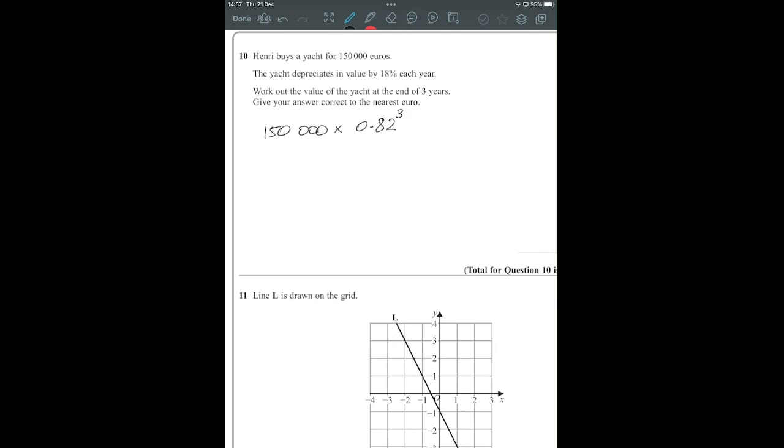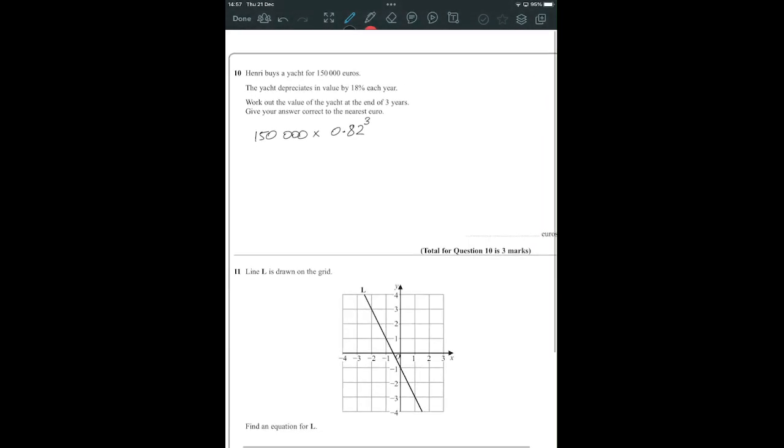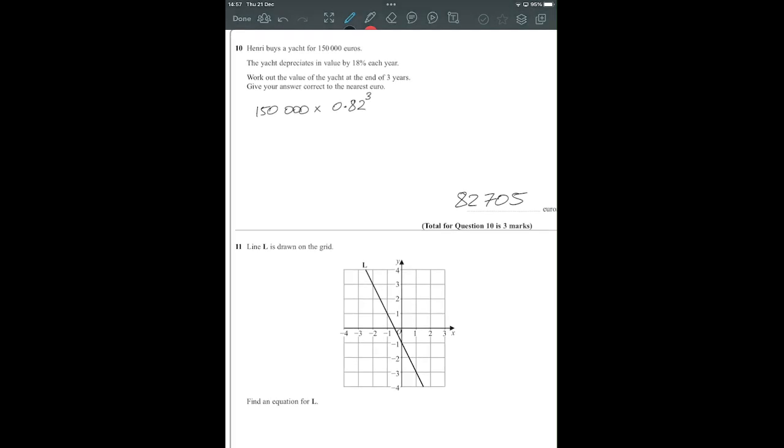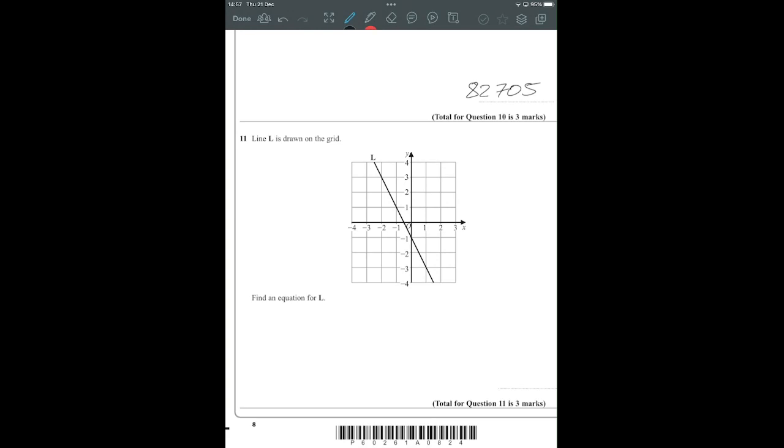Typing that into our calculator. Careful I didn't typo there. It looked close for a moment. 82705.2, but it wanted it to the nearest euro, so I'm not going to put the 0.2 in. 82,000 after 3 years.